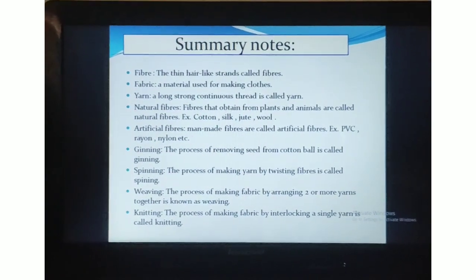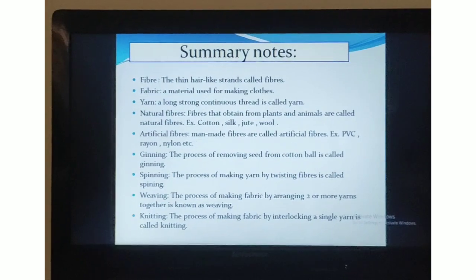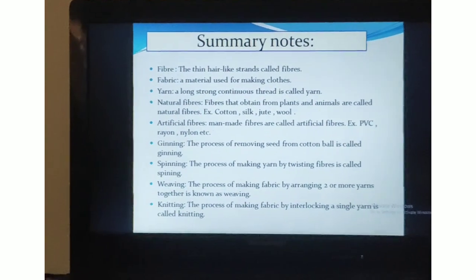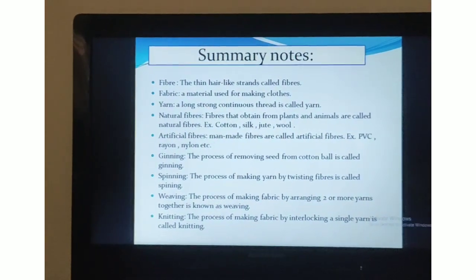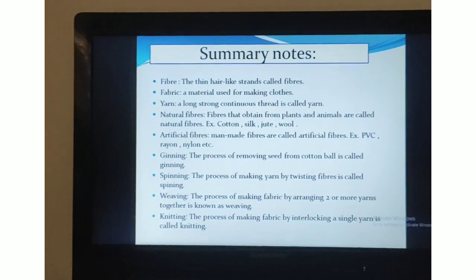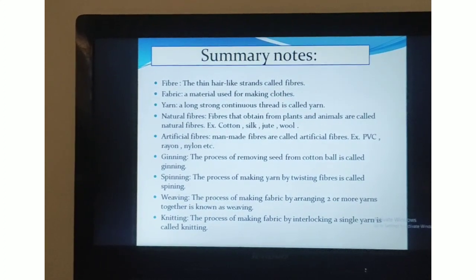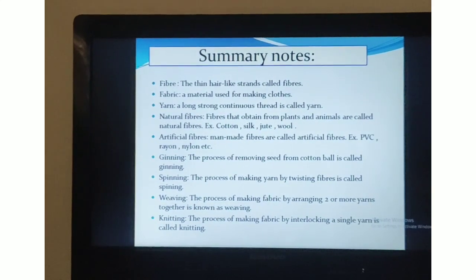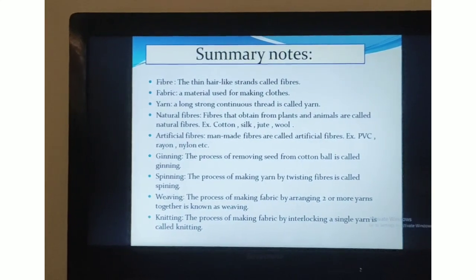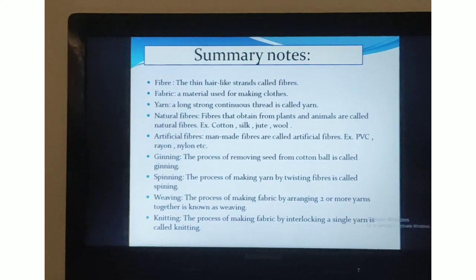Then we understood today the weaving and knitting process. The process of making fabric by arranging two or more yarns together is known as weaving. And the last one is the knitting process. Knitting means the process of making fabric by interlocking a single yarn.